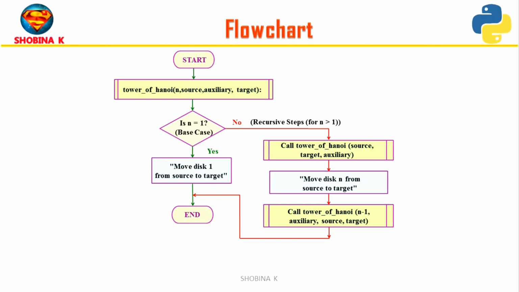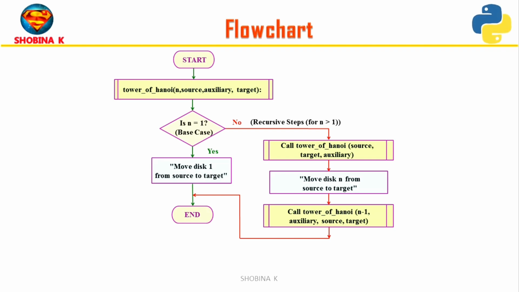In first recursive call, we call the Tower of Hanoi function recursively to move n-1 disk from source peg to auxiliary peg. Next, we have an action block to move disk n, which represents moving the largest disk from the source peg to target peg. Now we have a second recursive call, which calls the Tower of Hanoi function recursively to move n-1 disk from the auxiliary peg to target peg. And we finally end the flowchart for the case when n is greater than 1 after performing the recursive steps to the end of the entire flowchart.